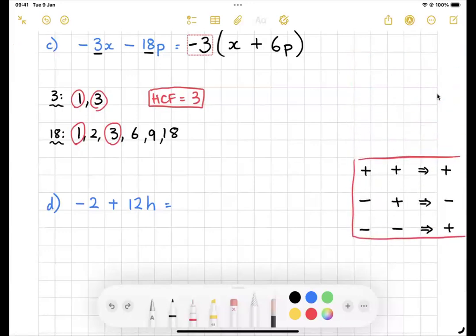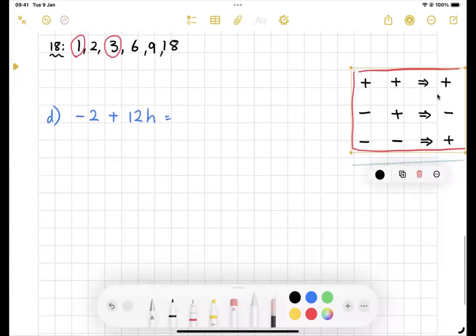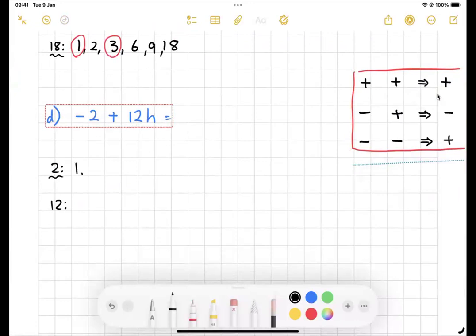All right, next question. Negative 2 plus 12h. Same thing. Deal with the numbers first, so the 2 and the 12, to find the highest common factor. Two numbers multiplied together gets me 2. That's 1 and 2. Two numbers multiplied together gets me 12. So 1 and 12, 2 and 6, 3 and 4. Now circle the factors that they have in common.